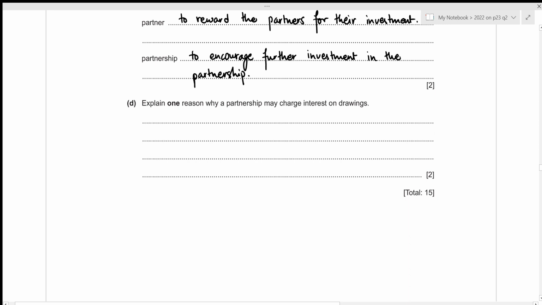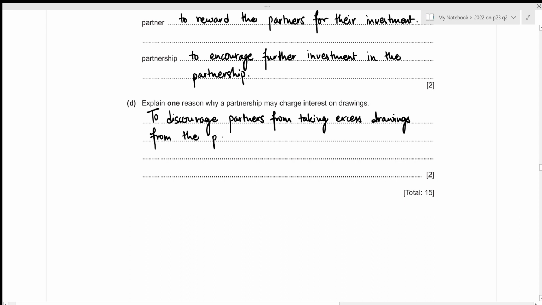We need to explain one reason why a partnership may charge interest on drawings. So when partners take drawings, they need to pay certain interest to the partnership. And this is done so that partners get discouraged from taking excess drawings from the partnership, which will avoid future cash flow problems. Let's write it down. To discourage partners from taking excess drawings from the partnership, which will avoid future cash flow problems.